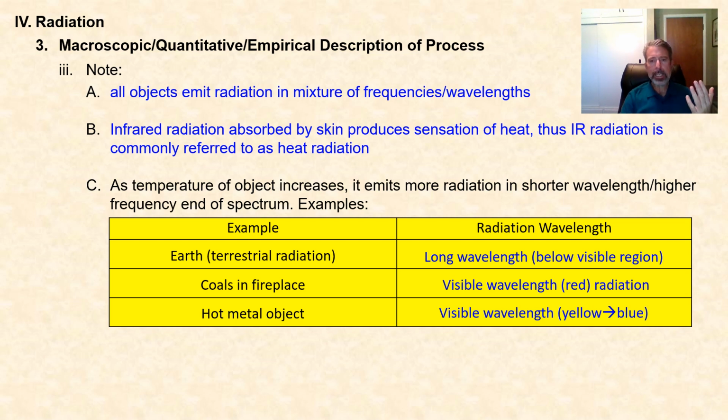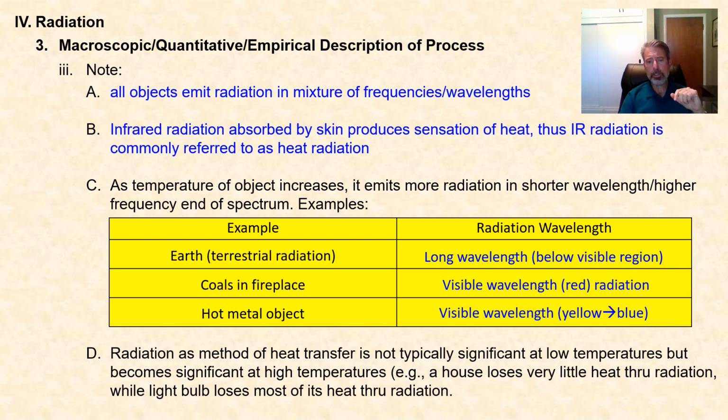So while any object will emit all different wavelengths and all different frequencies of electromagnetic waves, the frequency that is most common will depend upon the temperature. And as we're saying, as the temperature increases, an object is going to emit more radiation in the higher frequency, lower wavelength portion of the electromagnetic spectrum.